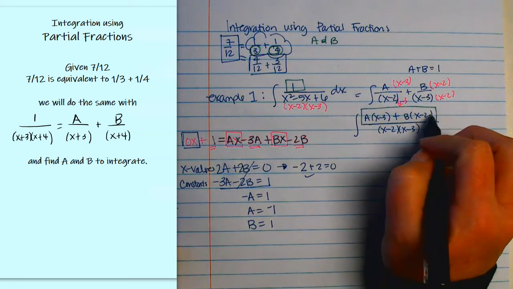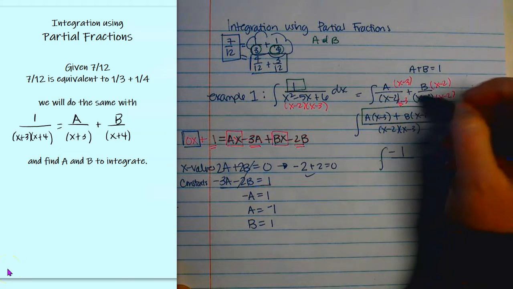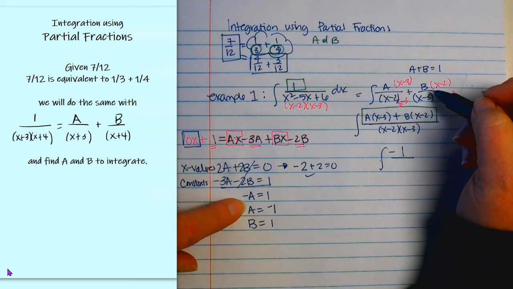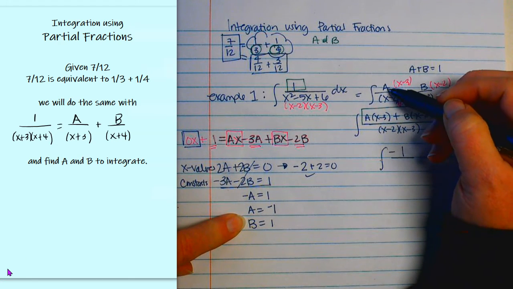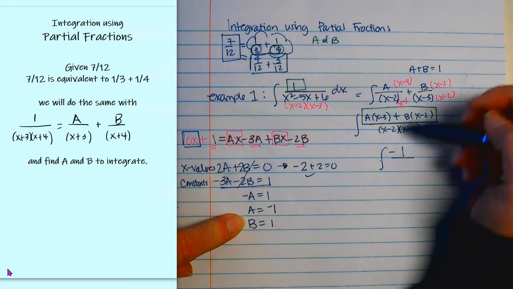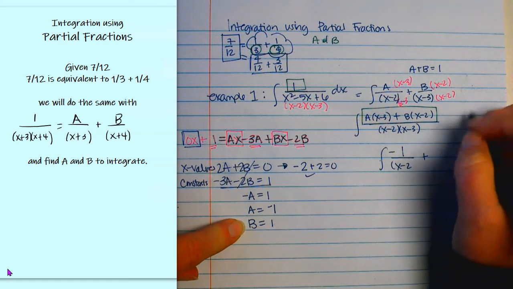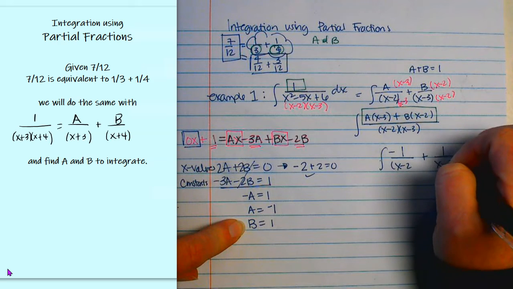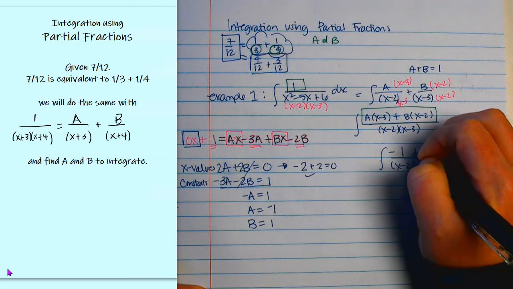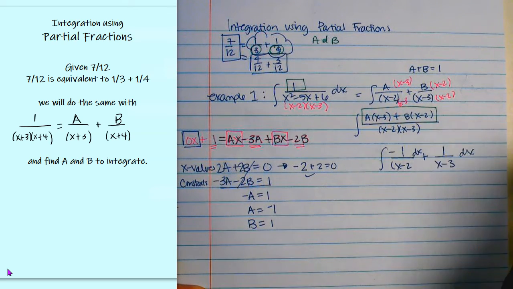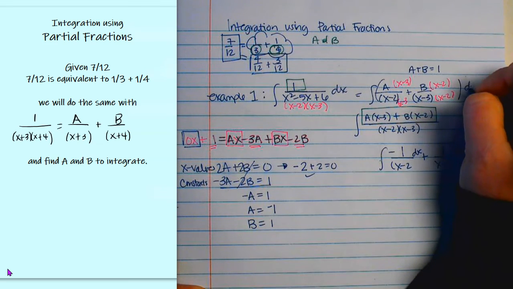Now, how does that help me at all? Well, if I go back to this problem, and I fill in my a's and my b's, right? So I'm going to put, instead of a here, negative 1 over x minus 2, plus b, which is 1 over x minus 3. And I still have a dx. I left that off up here. Sorry. It should have all been dx'd.